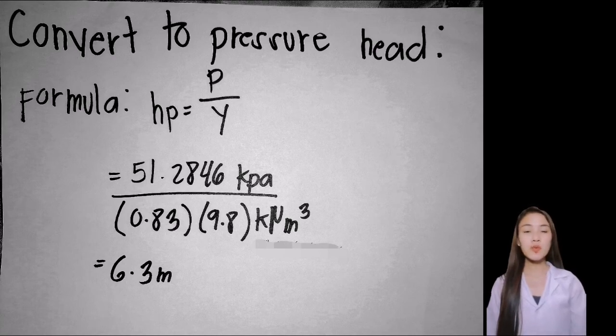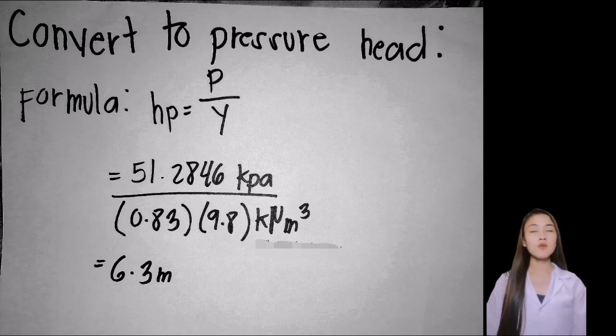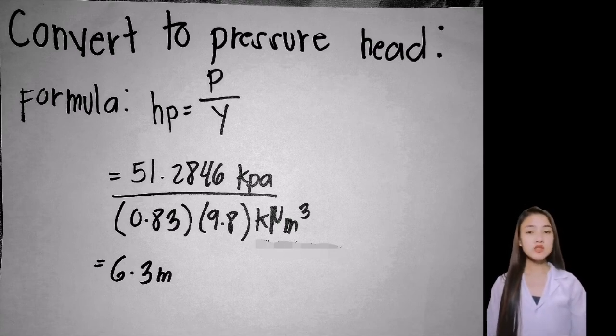So let's convert to pressure head. Ang ating formula na gagamitin is HP is equal to P over γ, which is HP ay yung pressure head, and then yung P is pressure, and then yung γ is specific weight. This formula uses two variables. So yung two variables na yun ay yung pressure and specific weight, which is pressure is the force, and γ is a specific weight. So let's substitute.